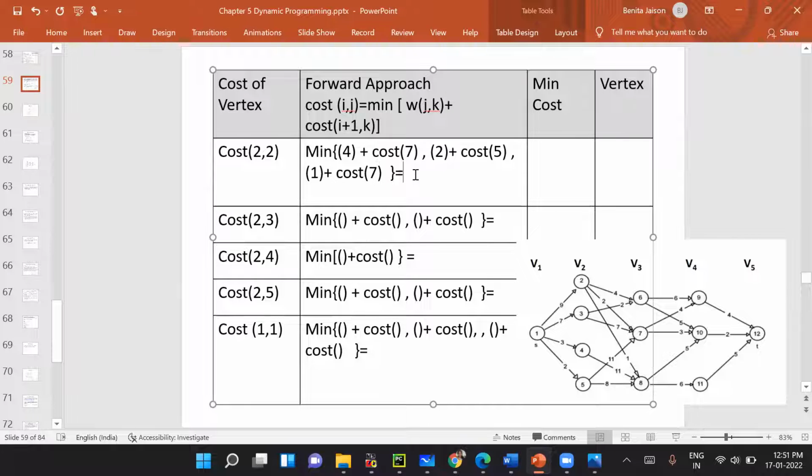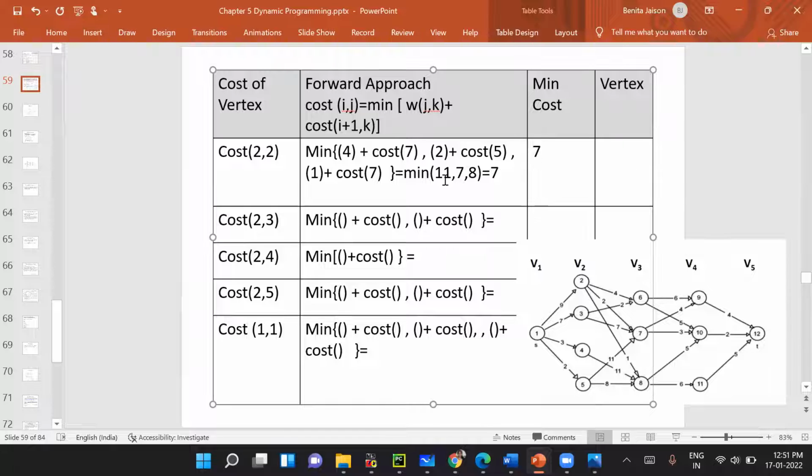Right? So which is minimum now? We are going to find the minimum of 4 plus 7, which is 11; then 2 plus 5, which is 7; and then 1 plus 7, which is 8. Which is minimum here? Minimum is 7. We are going to update the minimum cost as 7.